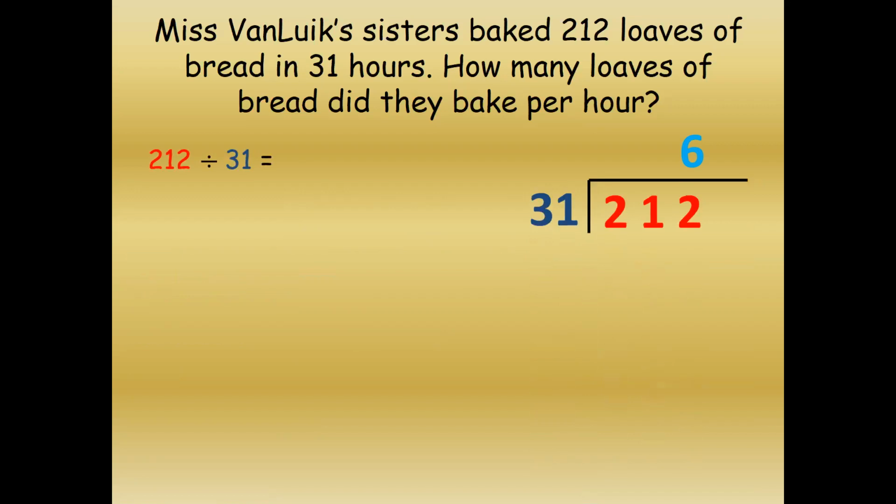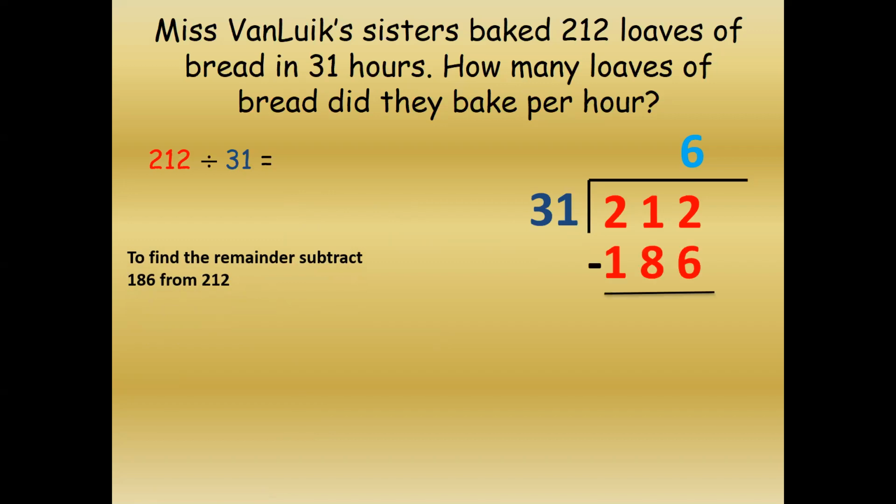So we have a 6, but 6 times 31 equaled 186. So that was still too small for 212. So we're going to use 186 here to figure out the answer. So to find the remainder, we have to subtract 186 from 212. So quickly do that math in your head. See if you can get it. So the answer would be 26.